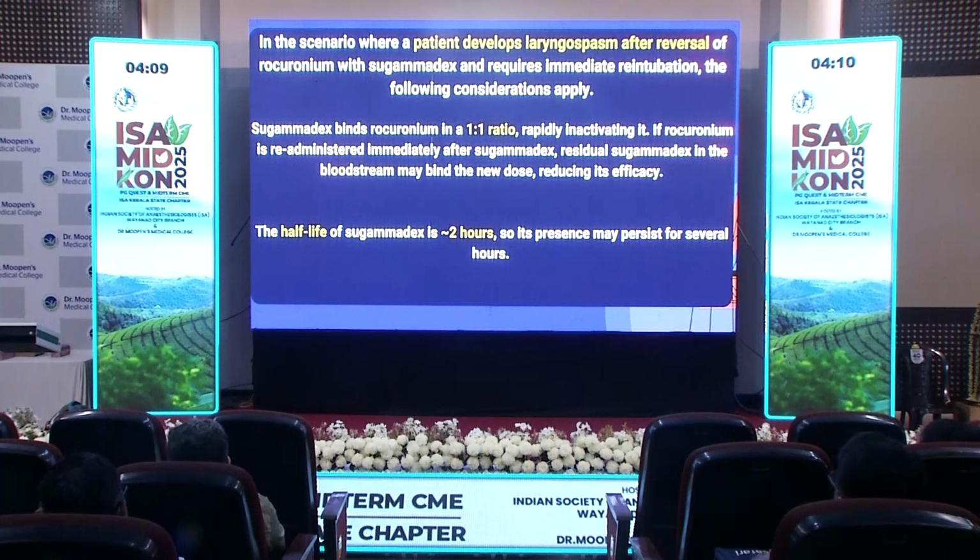Now, you had given rocuronium and reversed your patient with Sugammadex. Unfortunately, your patient is having laryngospasm. What are your options? In a scenario where the patient developed laryngospasm after reversal, Sugammadex binds with rocuronium in a 1:1 ratio. So, whatever rocuronium you are giving, that can rapidly get inactivated by the Sugammadex in the circulation. So, if rocuronium is re-administered immediately after Sugammadex, residual Sugammadex in the bloodstream may bind to the new dose, reducing its efficacy. The half-life is 2 hours, so the Sugammadex can persist in the circulation for a longer period of time. So, what is the preferred agent?